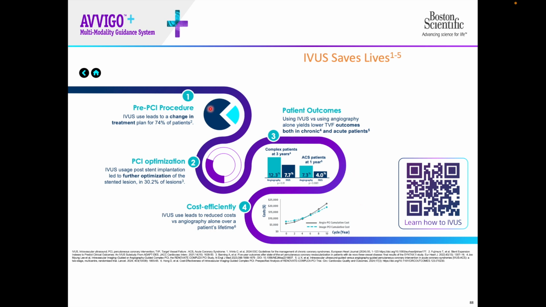So you can see that in pre-PCI planning, IVUS use leads to a change in treatment plan for more than 74% of patients based on what you see on the IVUS. So you change your strategy dependent on the IVUS. Then once you've implanted the stent, you can further optimize the stent based on your IVUS in more than 30% of the lesions where you had already thought that you've done your best, but with IVUS you further optimized your stent in 30% of the patients.